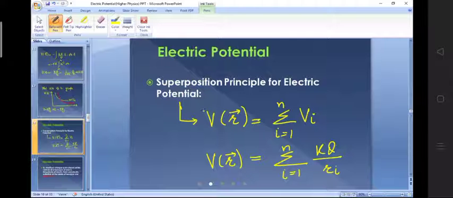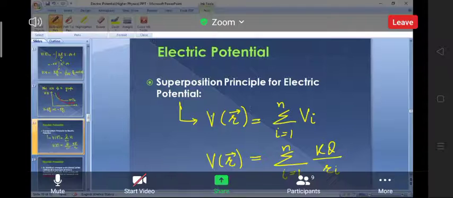The reason is that electrostatic potential is not a vector quantity, it's a scalar, and remember that it is always easy to deal with scalars compared to vectors. So now we are done with the superposition principle. Okay, let's do some examples on the superposition principle.